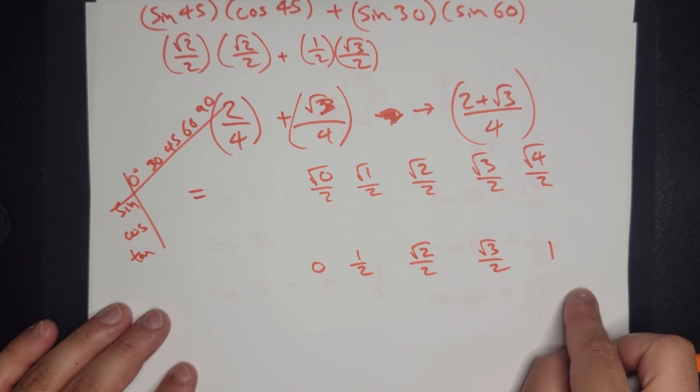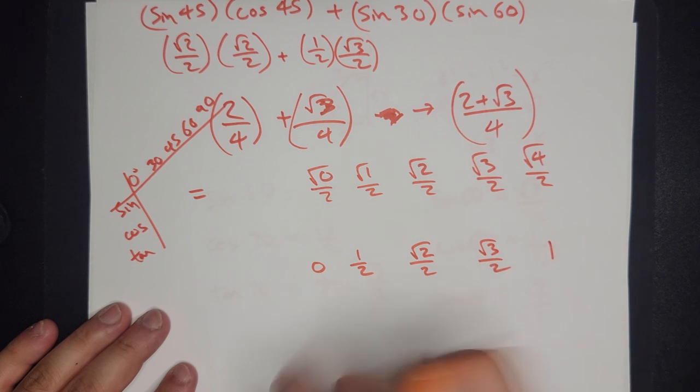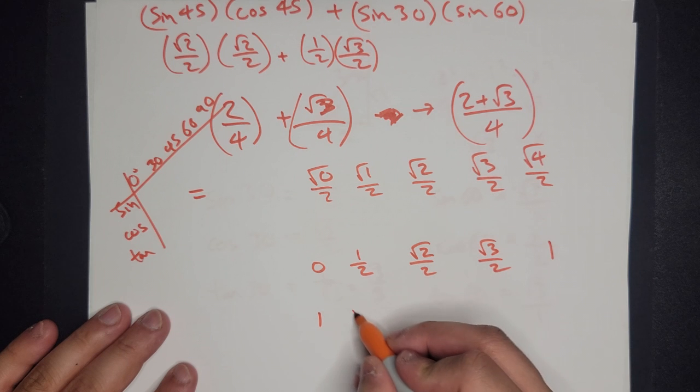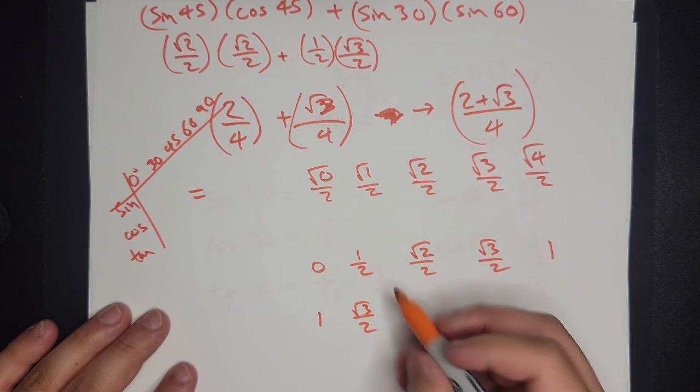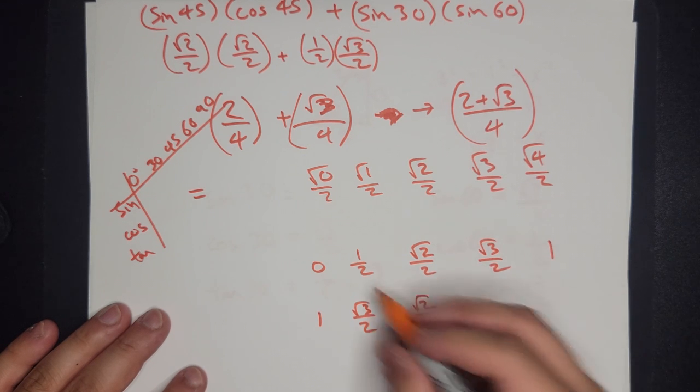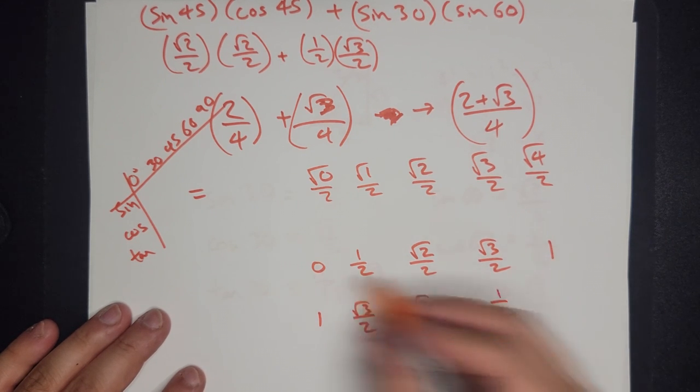That's my first row. The second row, I'm going to write this backwards. So I'm going to write 1, then 3 over 2. This one doesn't change in order, so I'm going to put 1 over 2, and I'm going to put that 0 here.